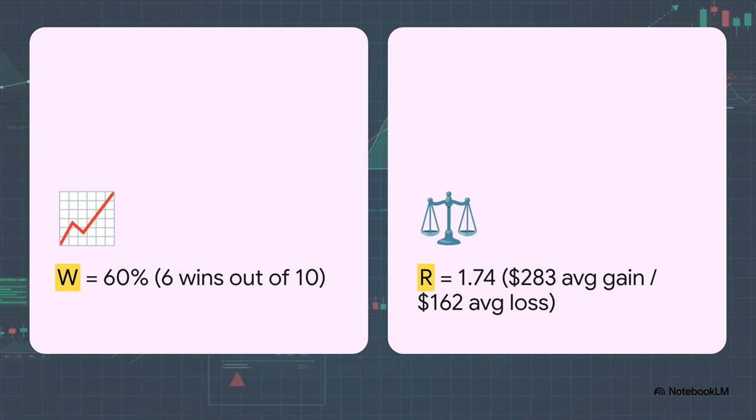And just as a quick technical side note here, many retail traders actually have an R lower than 1, meaning their average losers are bigger than their average winners. If your R is below 1, you need a massively high win probability just to survive, let alone grow. But our hypothetical trader right here has a very healthy R of 1.74.